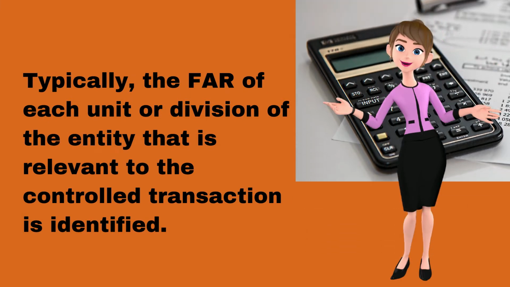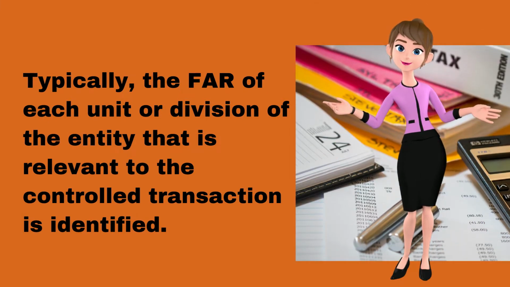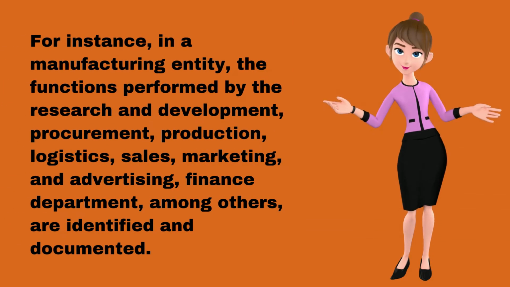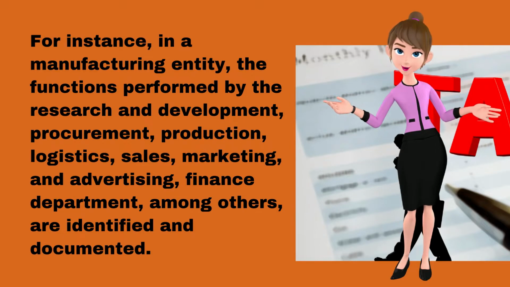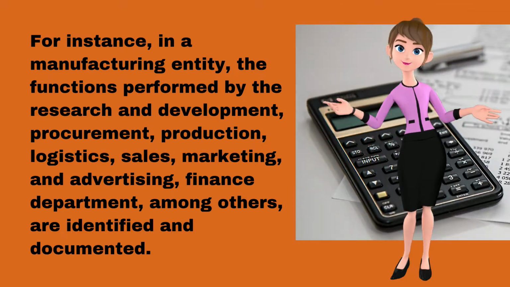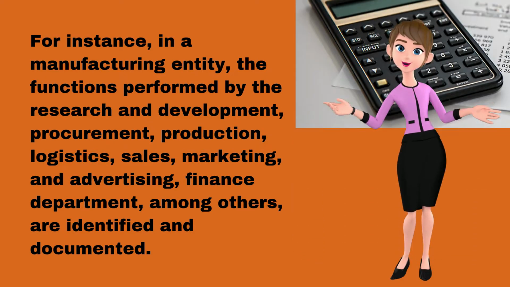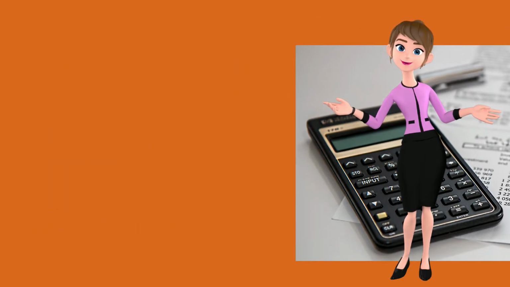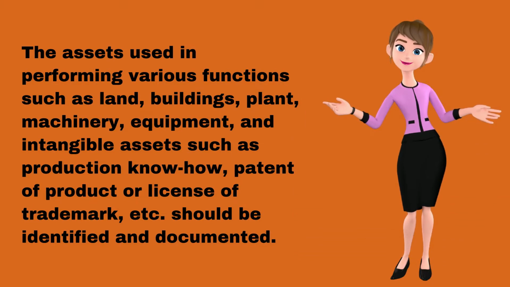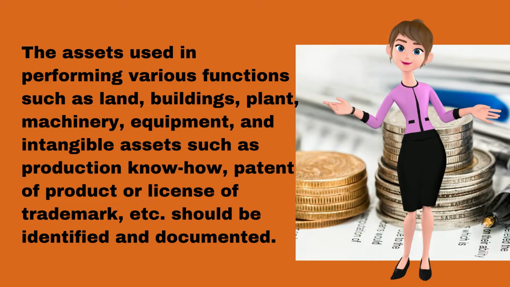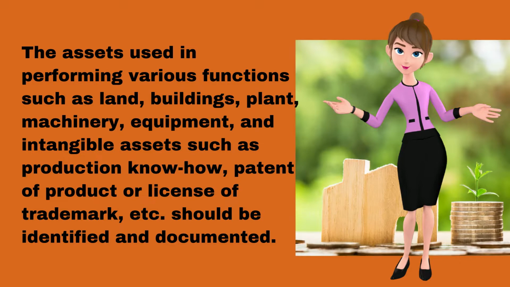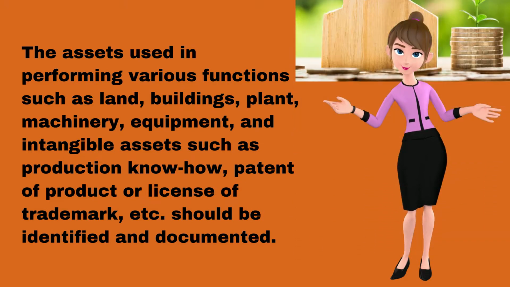Typically, the FAR of each unit or division of the entity that is relevant to the control transaction is identified. For instance, in a manufacturing entity, the functions performed by the research and development, procurement, production, logistics, sales, marketing, and advertising, finance department, among others, are identified and documented. The assets used in performing various functions such as land, buildings, plant, machinery, equipment, and intangible assets such as production know-how, patent of product or license of trademark, etc., should be identified and documented.